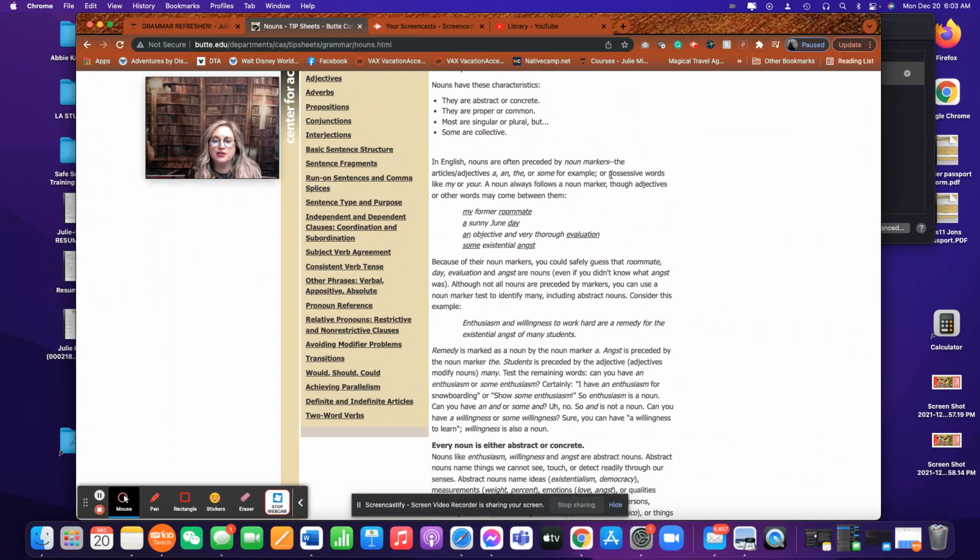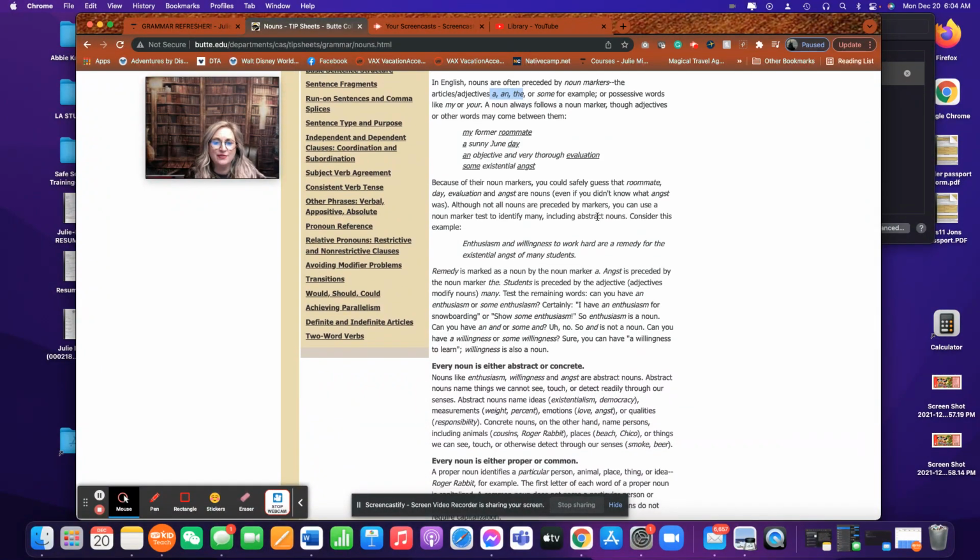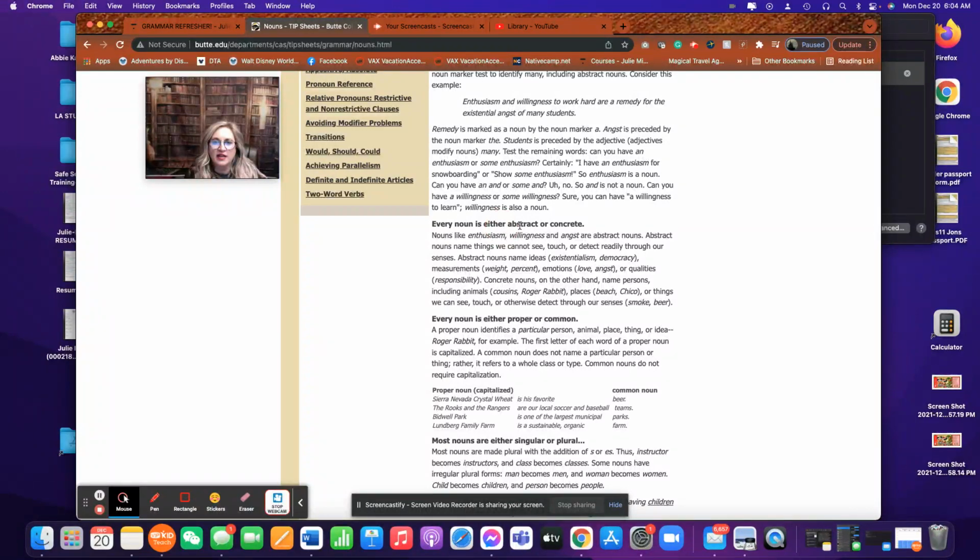In English, nouns are preceded by noun markers. These are your adjectives. Well, they're articles, but they're also adjectives. And you can see a, and the. They're always going to be adjectives, and you're going to see them setting off a noun. I'm not going to spend a lot of time on this because you guys know what nouns are, I hope. This is a brief explanation about nouns being abstract or concrete.